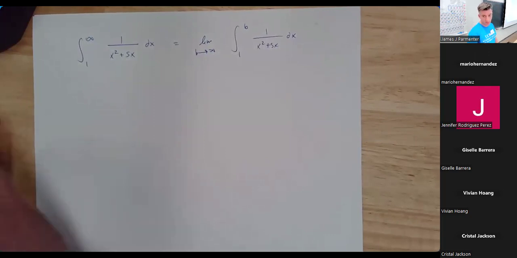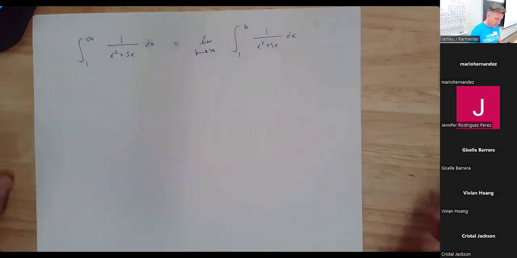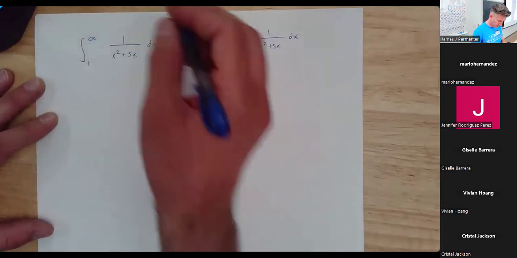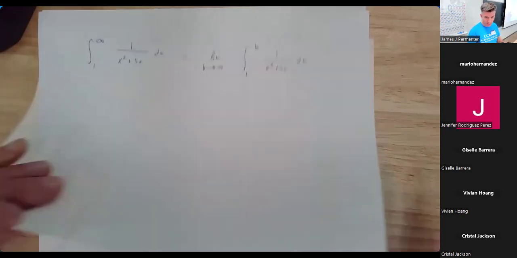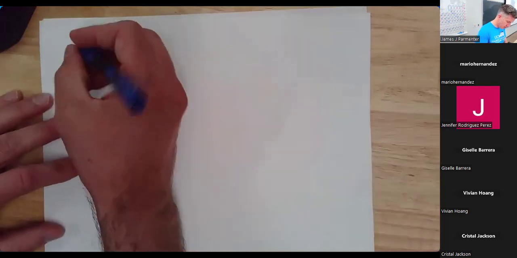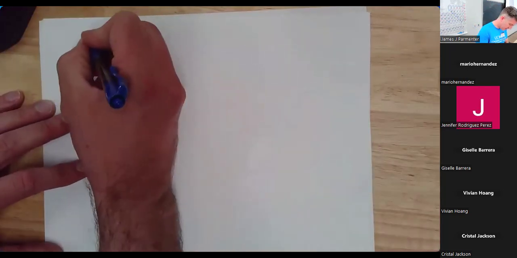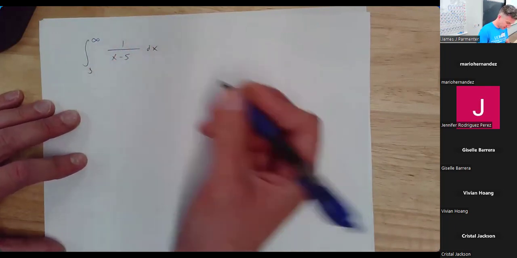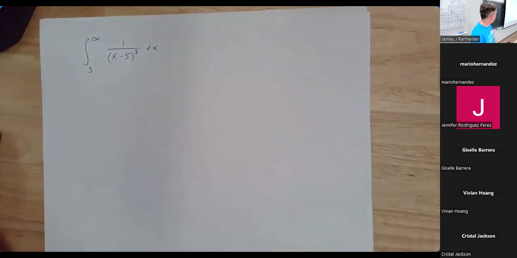Sure, okay. So yes, that's the kind of thought you were getting at, but I wanted to make sure. And we'll come back to this one because I think it's worth exploring. But they're asking, what if our integral was from, I'm guessing something like, 3 to infinity of 1 over x minus 5, or (x minus 5) to the third? Okay.